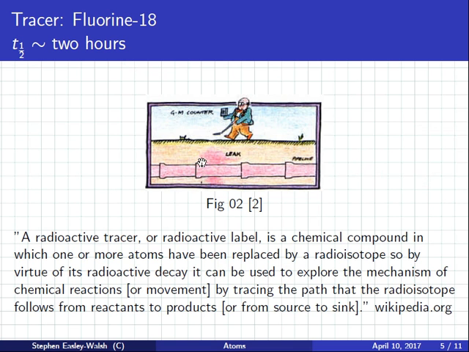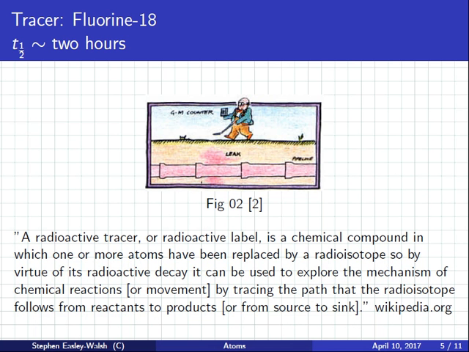So a radioactive tracer, and this is called fluorine-18, or also called a radioactive label, is a chemical compound in which one or more atoms have been replaced by a radioisotope. By virtue of its radioactive decay, it can be used to explore the mechanism of a chemical reaction or movement by tracing the path that the radioactive isotope follows from reactant to products or from source to sink. So one application here is to find where the leak is in the pipe.